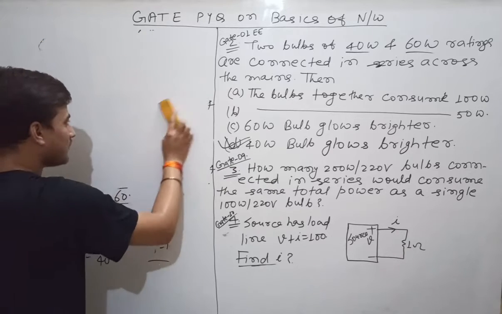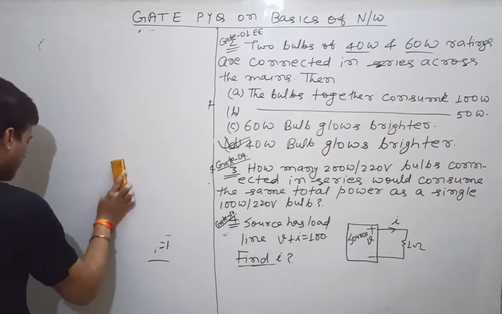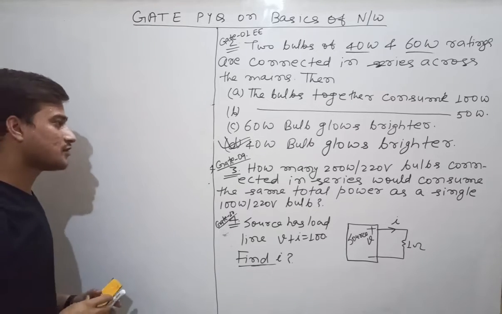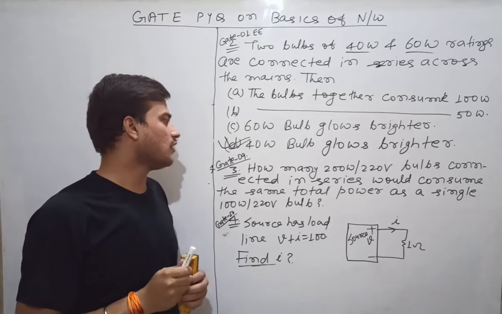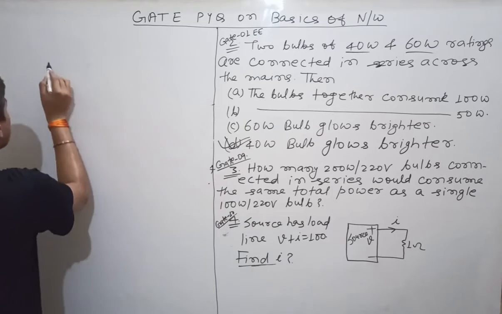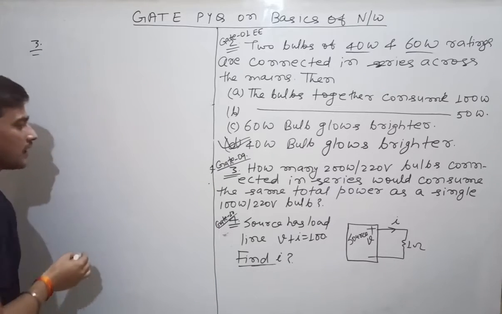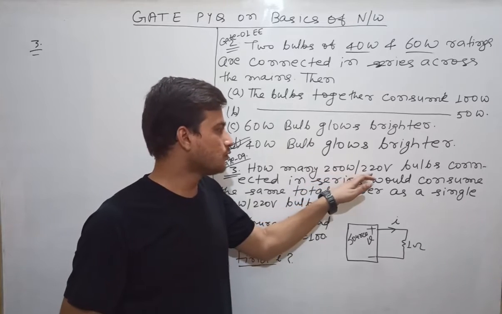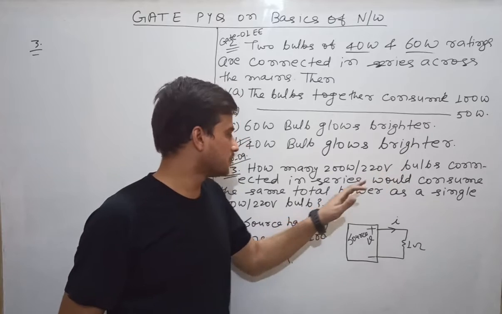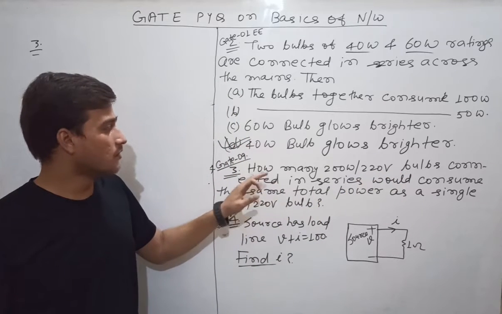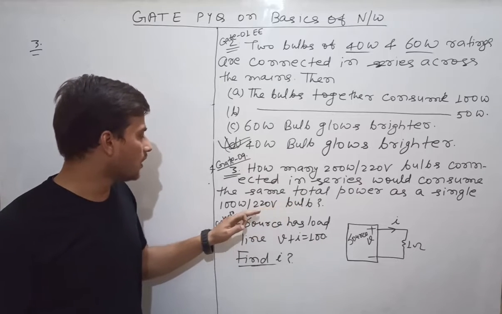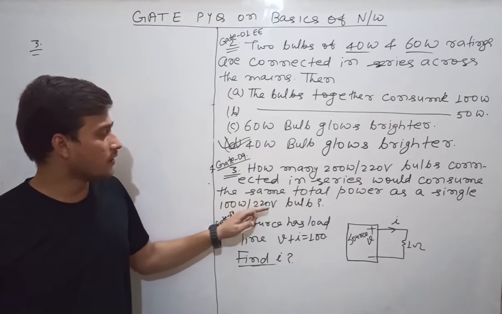Next come to the third question that has been asked in GATE 2009 electrical engineering. First I am discussing 5 to 6 questions of electrical engineering. Then we will discuss 5 to 6 questions of electronics engineering in this video lecture. Now the third question: how many 200 watt 220 volt bulbs connected in series would consume the same total power as a single 100 watt 220 volt bulb.